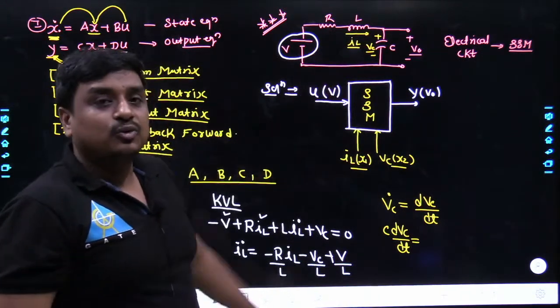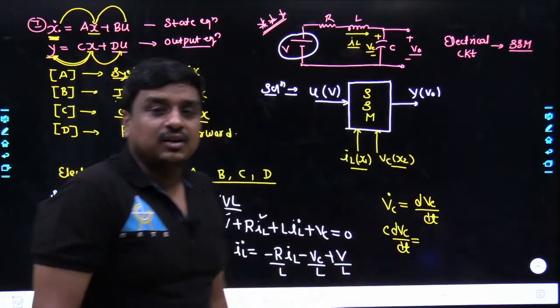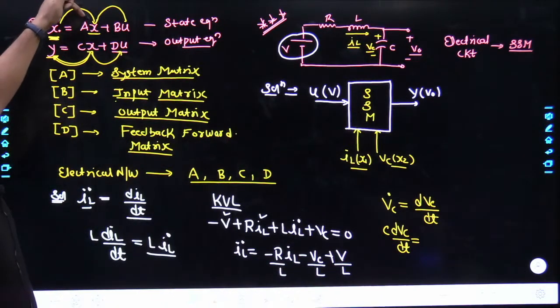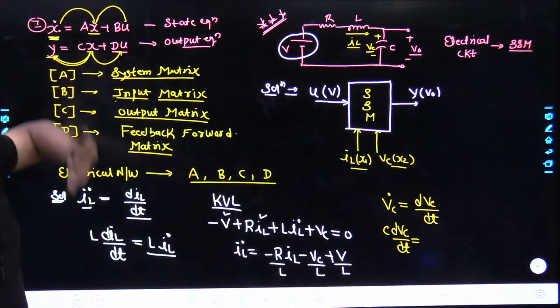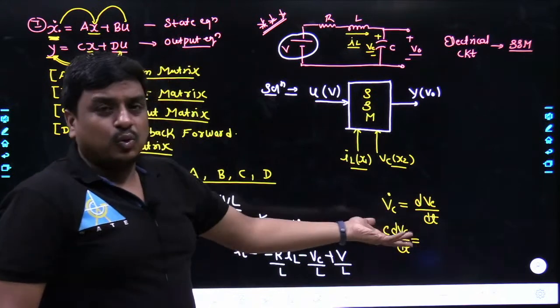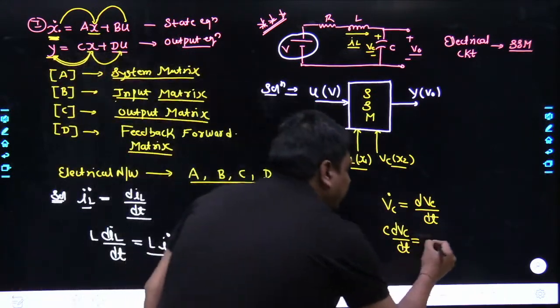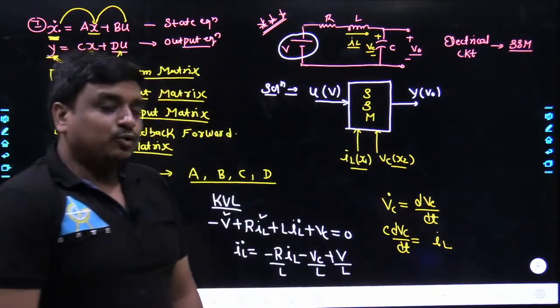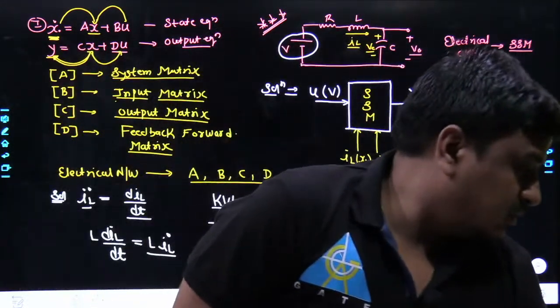Why I am writing so? As we have seen earlier, the derivative of the state variable should only be written in terms of the state variable itself and the input. So C dVC by dt should not be written as IC, simply I would be writing it as IL. Agreed? Till this point nobody should have any doubt as such.